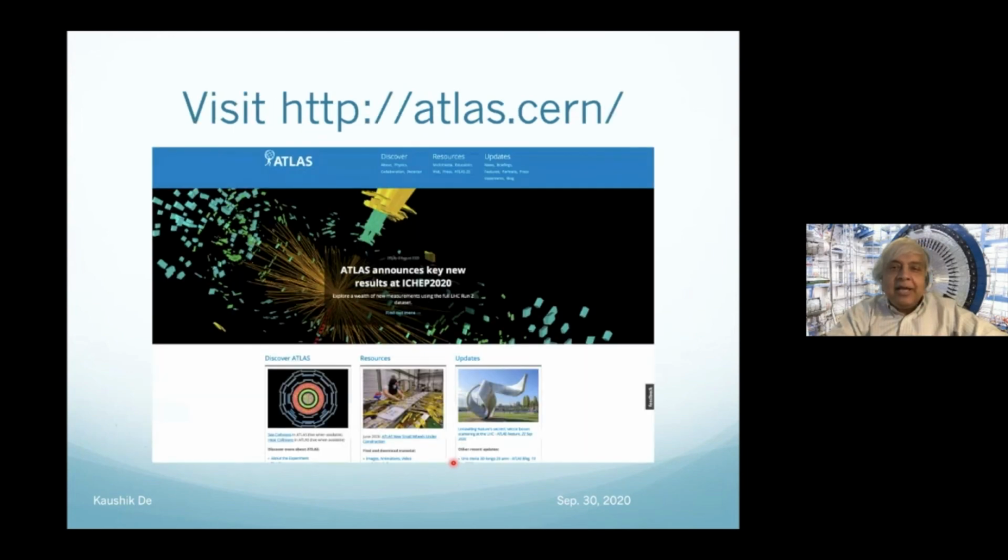Start by visiting atlas.cern. Just type that into your browser, and that will take you to this web page. You can click on Discover, Resources, or Updates, and you can learn about Atlas. We just announced a bunch of new results at the International Conference for High Energy Physics, ICHEP 2020, which was virtual this year, of course. You can learn a lot about Atlas, and then feel free to come and talk to me if you're interested in doing this kind of research.